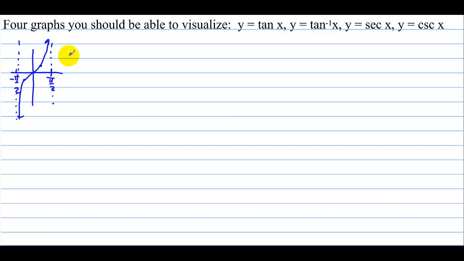Now why would we want to know that? Well, in this chapter, if you're supposed to find the limit as x approaches pi over 2 of the tangent of x, that's equal to infinity.